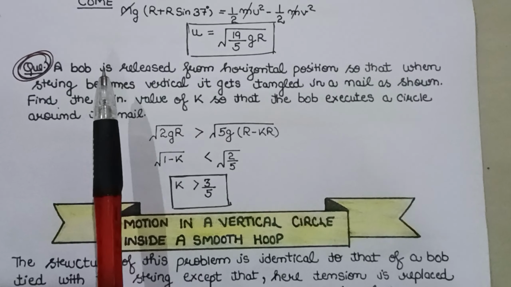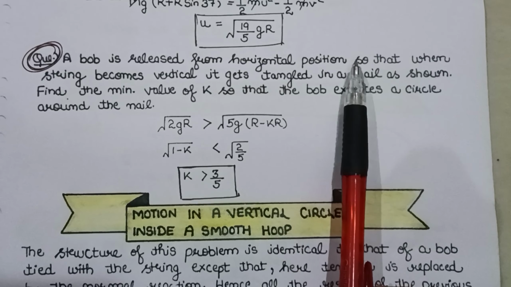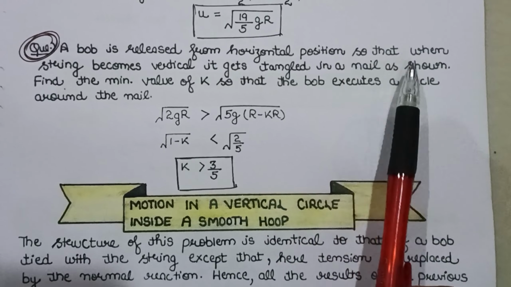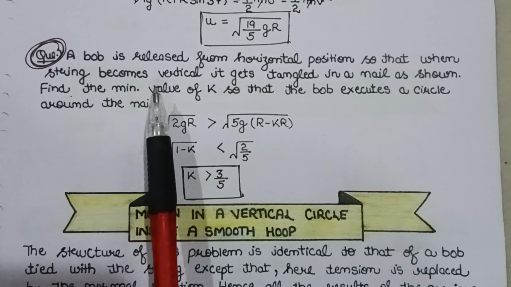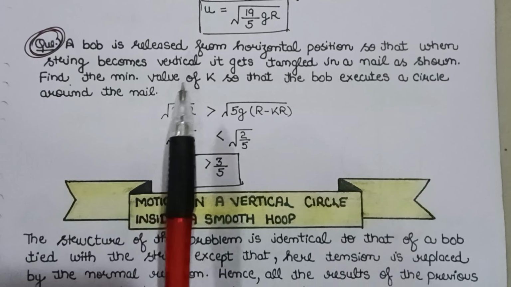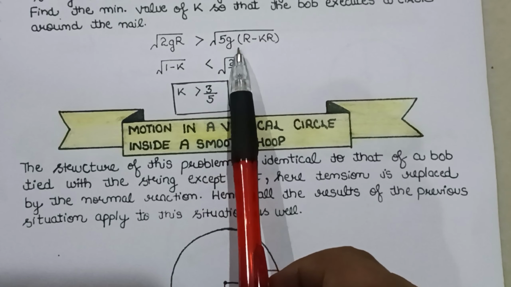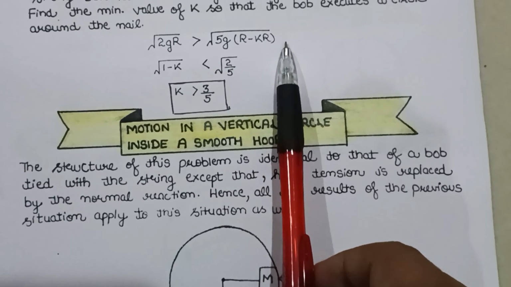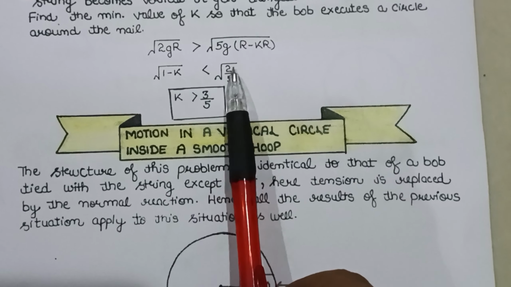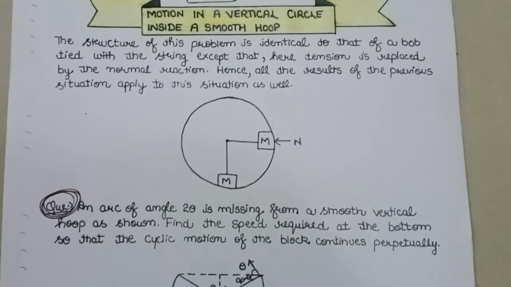Now we move to the next question: a bob is released from a horizontal position so that when the string becomes vertical it gets tangled in a nail as shown. Find the minimum value of k so that the bob executes a circle around the nail. So under root of 2gr must be greater than under root of 5g into r minus kr. Therefore under root of 1 minus k must be less than under root of 2 by 5. Therefore k must be greater than 3 by 5.